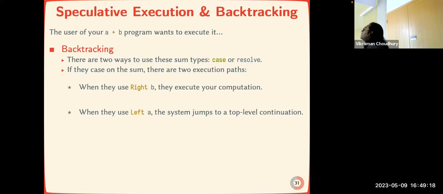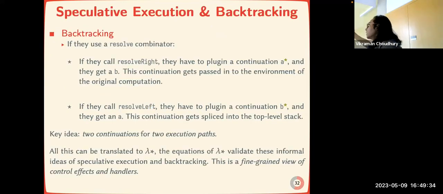And the key idea is the system always manages both sides of the execution. And depending on how you run the program, it either uses your computation or jumps back up to a top-level continuation. Okay. This is the informal explanation, but the point of having a language with an equational theory is that all of this is algebraic. So this is an algebraic axiomatization of these ideas from imperative programming.